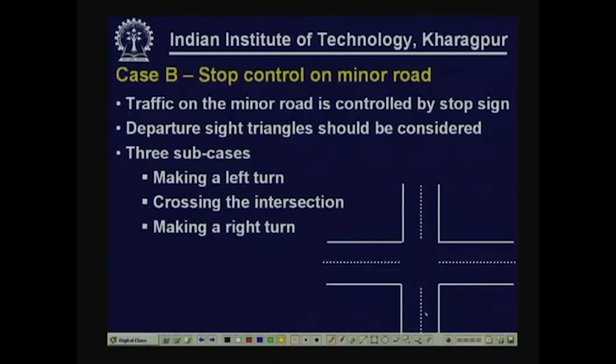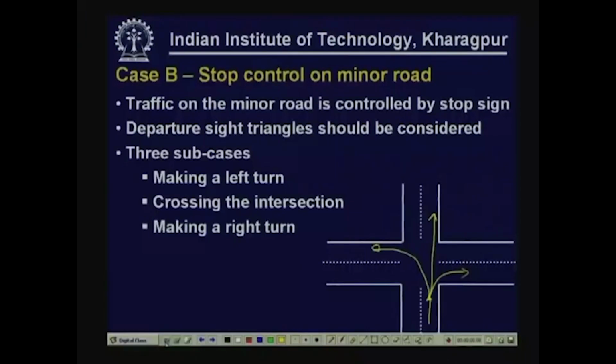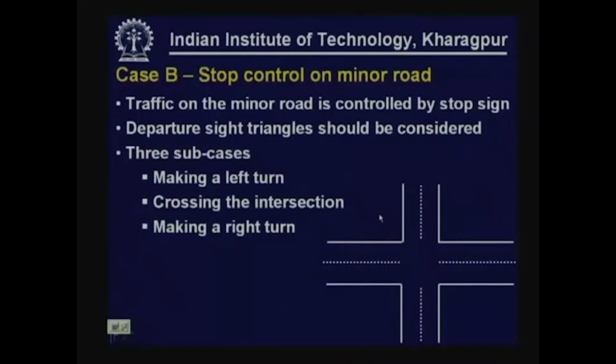So, maybe this is the minor road, a vehicle is coming from the minor road, it may take a left turn, it may take a right turn, or it may even cross the major road. So, there are 3 types of movements. So, there are 3 different sub cases: making a left turn, making a right turn and crossing the road. Let us see the requirement in terms of side distance for each possible condition.